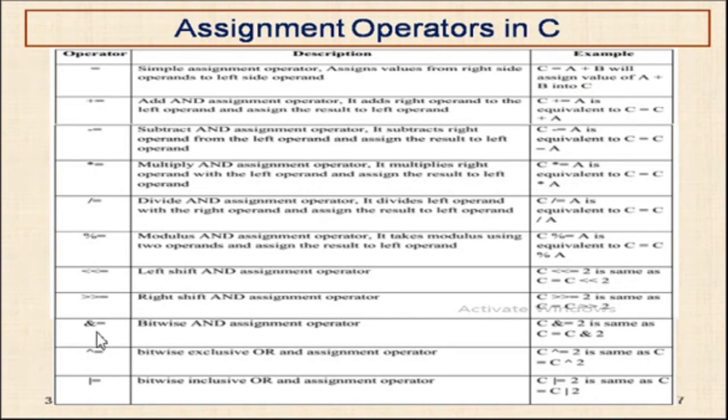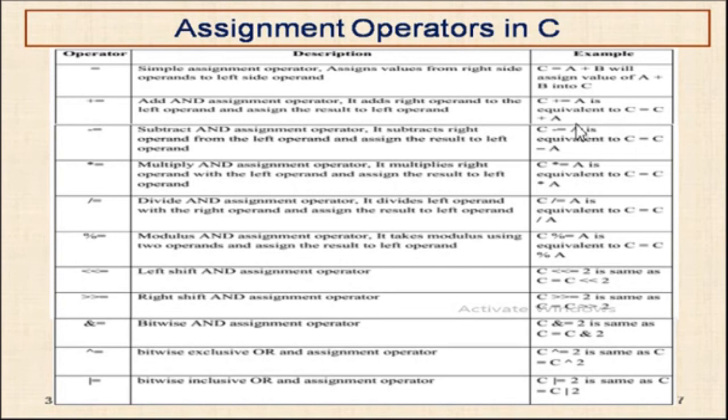Right. And also we can combine the arithmetic operators and binary bitwise operators together with the assignment operator, as you can see here. That is, we can affix any arithmetic operators or bitwise operators in front of the equal to symbol. These are called shorthand operators. Look at the example. C plus equal to A means C is equal to C plus A.